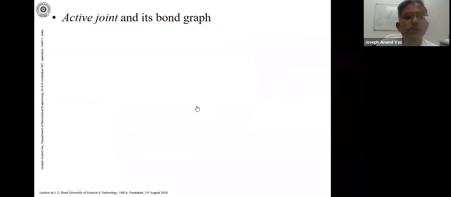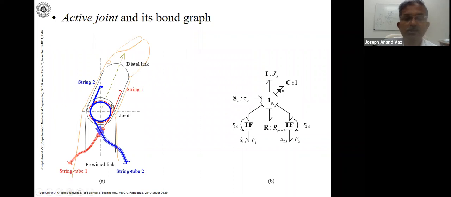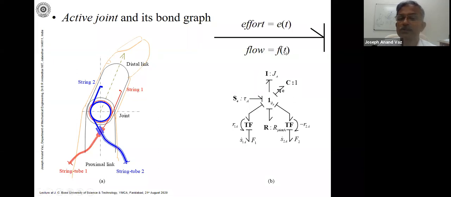So you can model the dynamics of the active finger joint. Here you have the torque that your active finger is applying, the change of momentum captured by this inertia, and you have the strings, the winding of the strings represented by these transformers. You can also take the joint friction into account. We have already discussed this idea of the effort and flow.